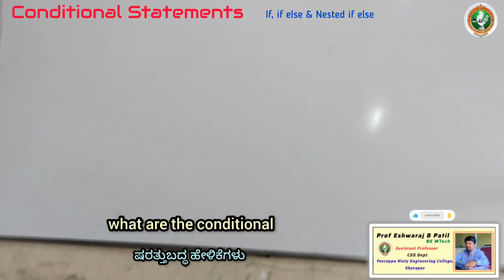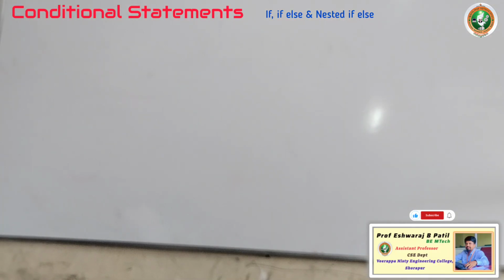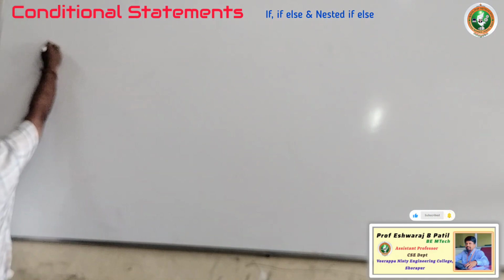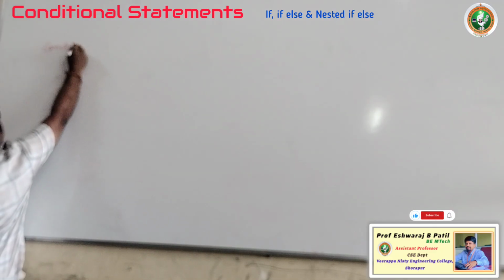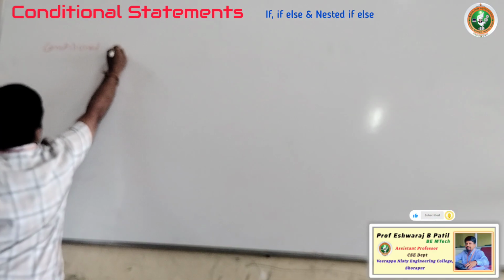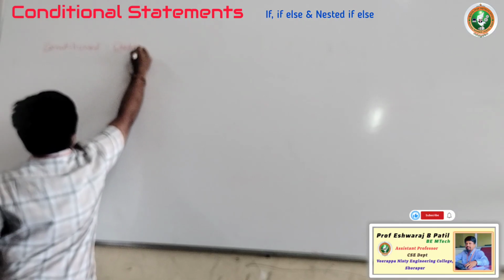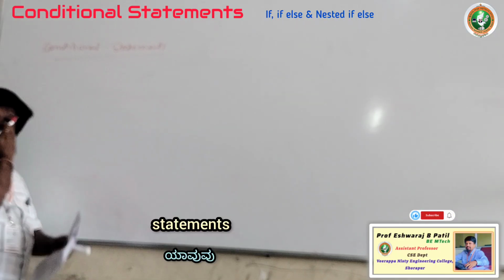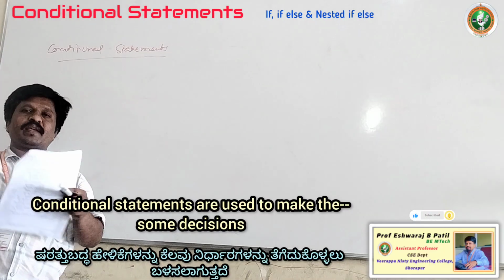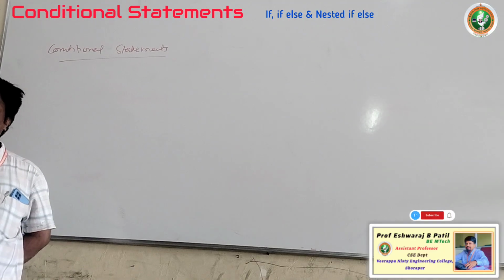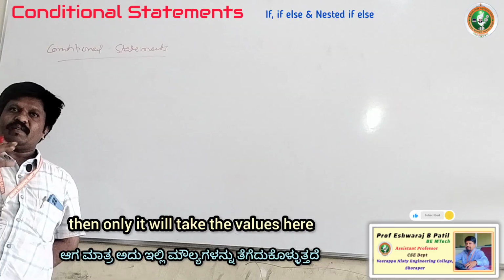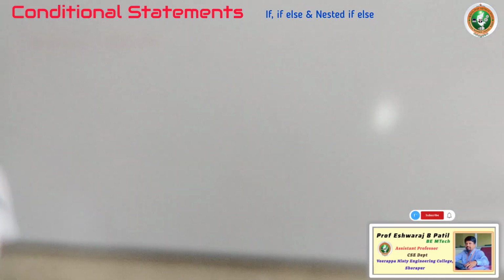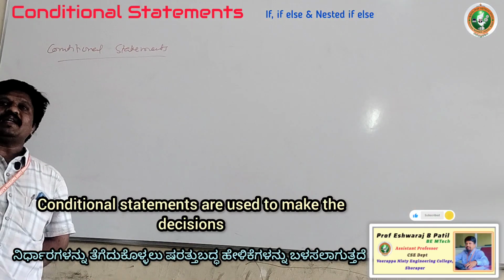Okay, next one is the conditional statements. Conditional statements are used to make decisions, whether it is true or not. Only if it is true will it take the values here. Conditional statements are used to make decisions.